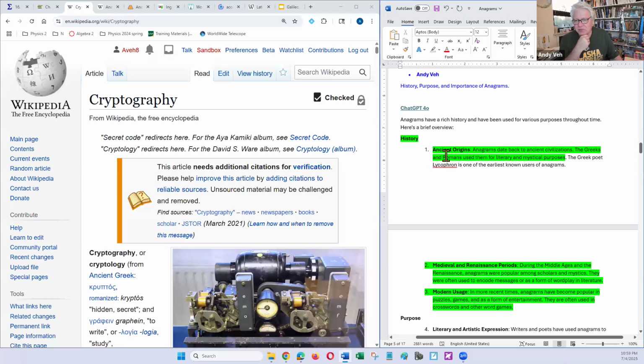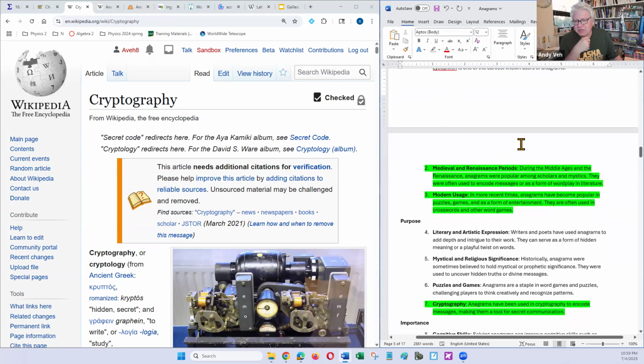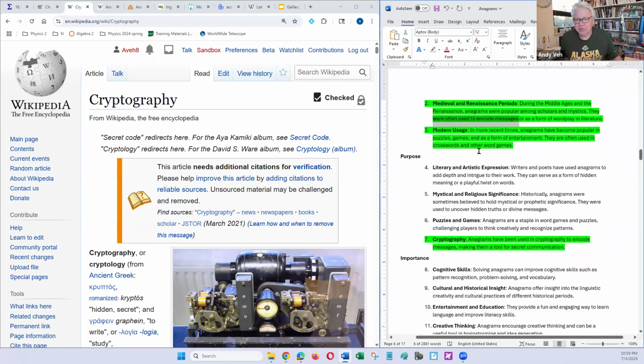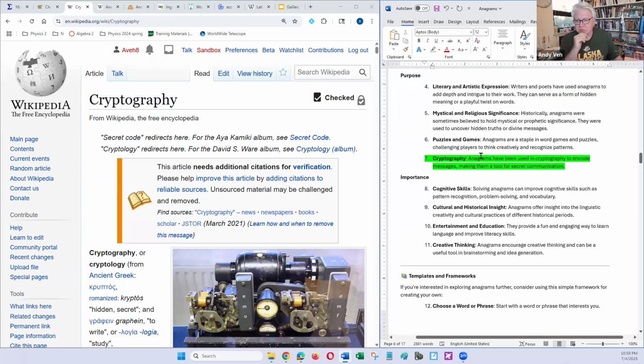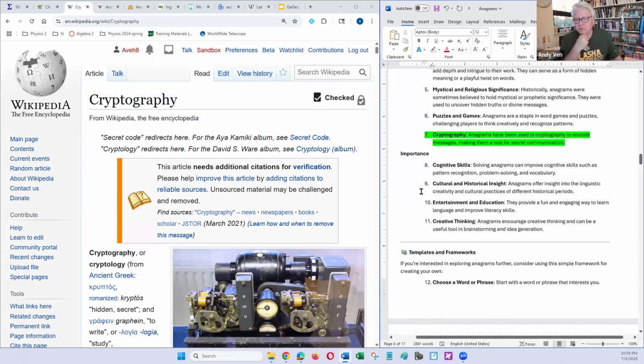So the history goes all the way back to the Greeks and the Romans, and they used it for literary purposes, for example. In the medieval and Renaissance periods, during the Middle Ages, anagrams were popular among scholars and mystics. They were often used to encode messages or as a form of wordplay in literature. And this is actually where I'm coming from, that there are some famous anagrams from the Renaissance period that I'm going to share with you very soon here. Modern usage, yes, they have become popular in puzzles, games, and as a form of entertainment. In cryptography, anagrams have been used to encode messages.